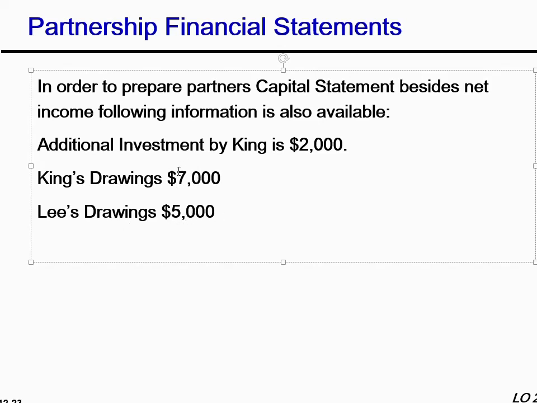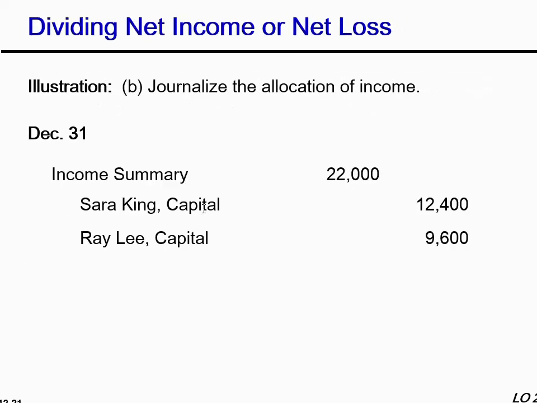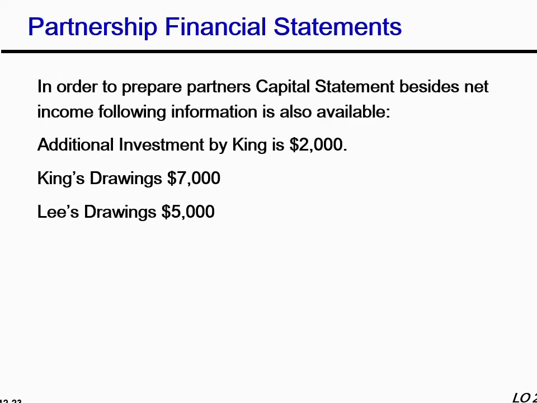These drawings and investments are exactly the same as you did in the sole proprietorship, where the owner was making drawings and additional investments in the business. So it's the same thing here, but the only difference is that here we have partners, meaning more than one owner. When we consider all these things, the distribution of the income, changes in the capital accounts of the owners, and additional information like investment and drawings, we can prepare the partners' capital statement.